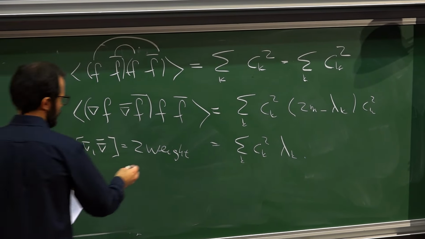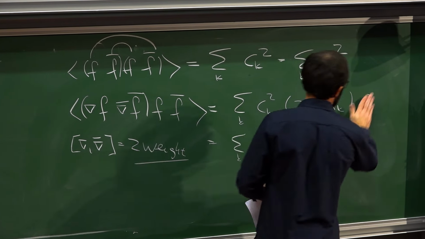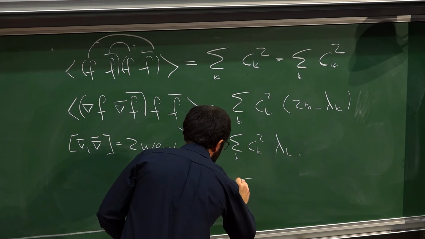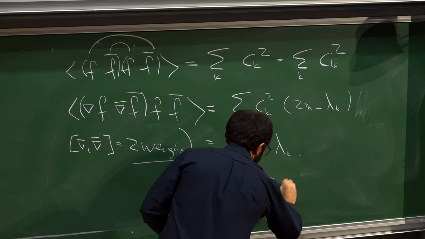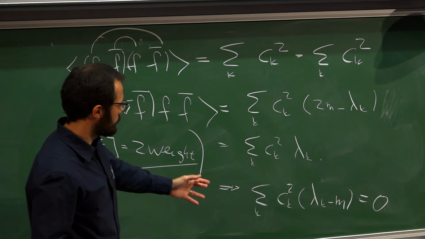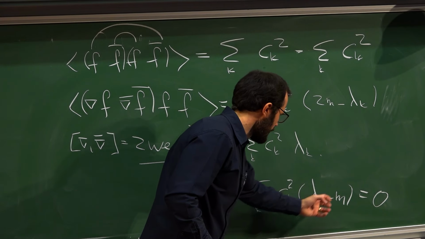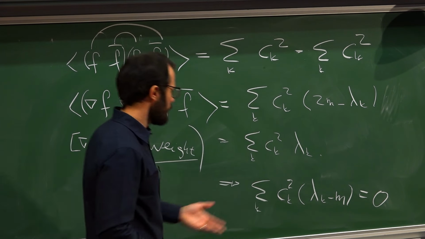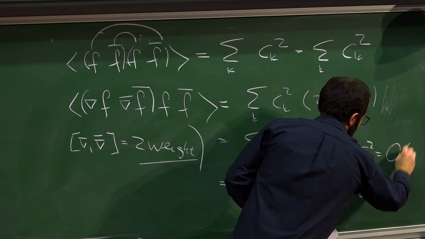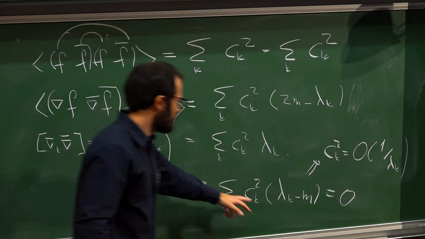Are there two factors of C_k squared in the equation there? Sorry, thanks. Yeah, good. Right, so this equation would imply that the sum over C_k squared times (lambda_k minus m) is 0. So it already tells you something non-trivial: there has to be as much weight in the C_k's where lambda is less than m as there is where lambda is greater than m. It also implies a simple bound on C_k squared, which is that it has to go like 1 over lambda_k. For this to converge, C_k squared had better be less than 1 over lambda_k.